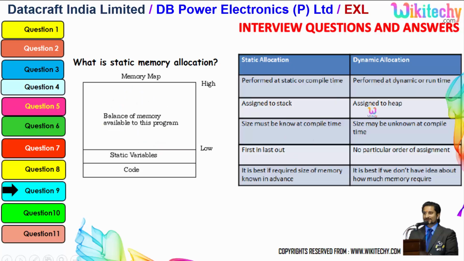Here is a straightforward difference. Static allocation is performed at static or compile time, whereas dynamic allocation is performed at dynamic or runtime. This is assigned to the stack, that is assigned to the heap. The size must be known at compile time, whereas it will be unknown at compile time. Static is first in, last out, while dynamic has no particular order of assignment. Static is best if the required size of memory is known in advance. Over here, dynamic is best if you don't have an idea about how much memory is required.